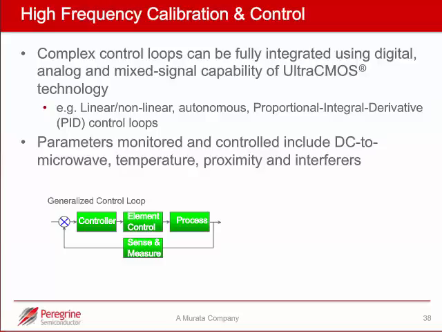And then you measure that phase shift and sense and provide a metric back to the controller by which it then goes about the loop. So we can do a completely autonomous loop on a variety of different measured parameters. So UltraCMOS allows you to do that full integration.